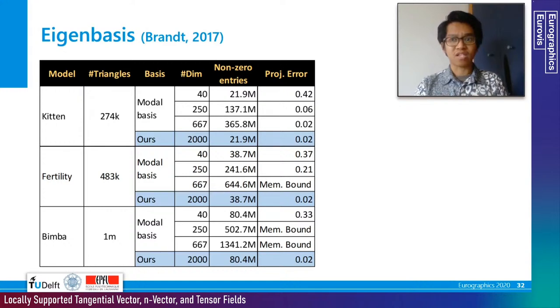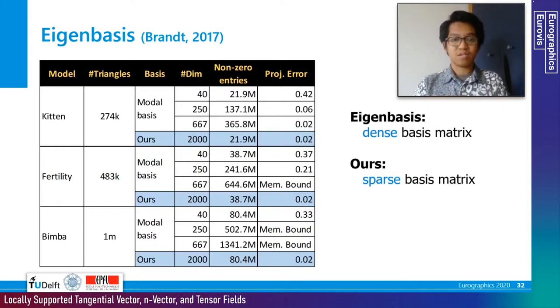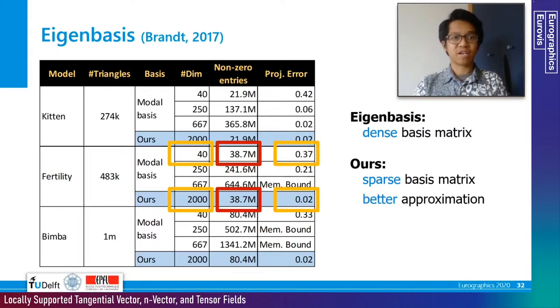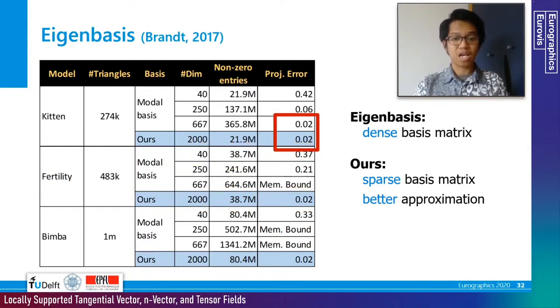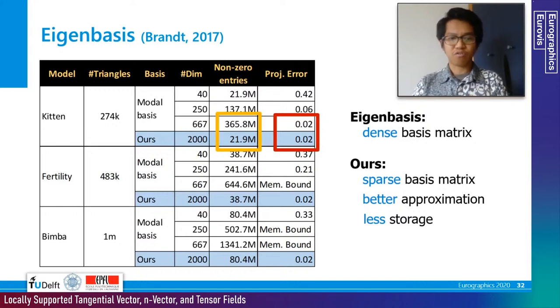Despite being powerful in approximating smooth fields, they require computing and storing dense eigenvectors of large models. This limits the applications of the eigenbasis. In contrast, our method is sparse by construction. Let's see some statistics here. For the same storage budget, we could have many more degrees of freedom compared to the eigenbasis, and it yields significantly better approximations. When we want to target the same accuracy, our scheme allows for much less storage compared to the eigenbasis.